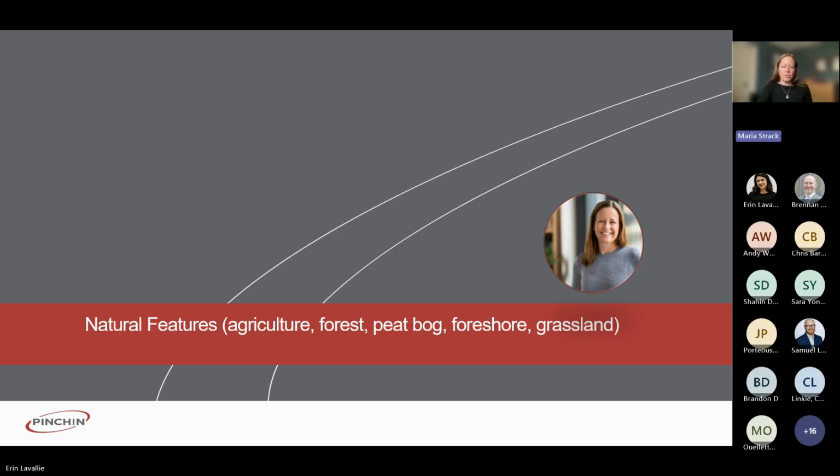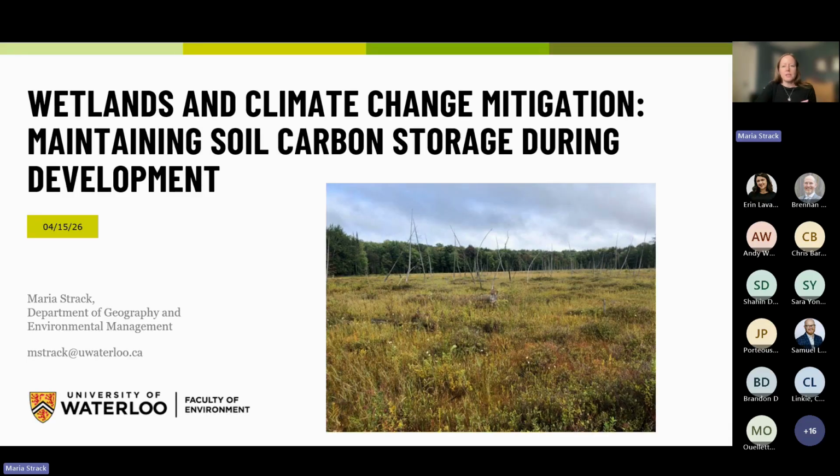Great. So we're going to switch gears a little bit here and move the focus from storing carbon underground to talk about the potential for natural features to store carbon. And specifically, I'm going to focus on wetlands, but I will provide a bit of an overview of the potential for nature in climate mitigation.